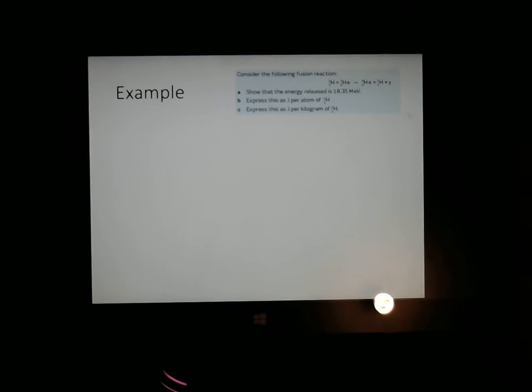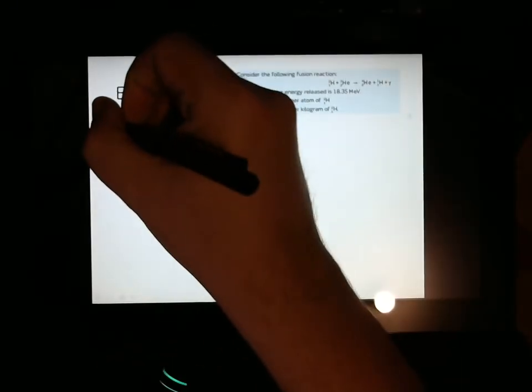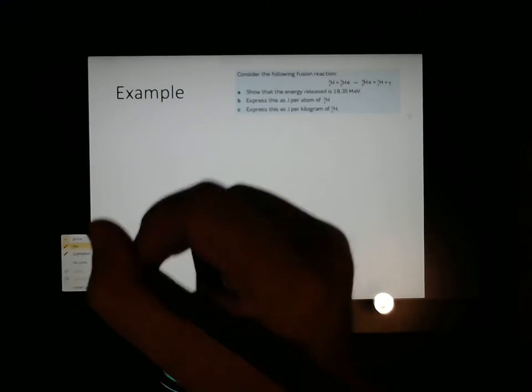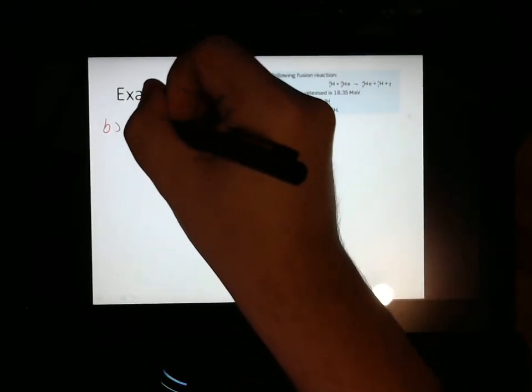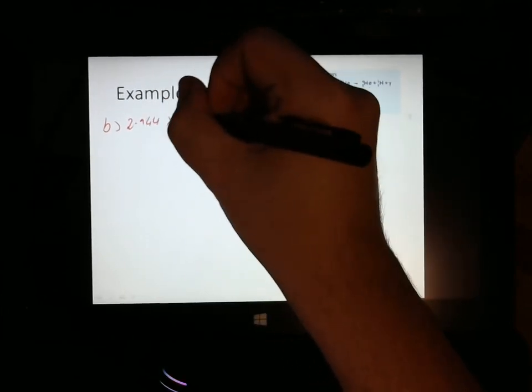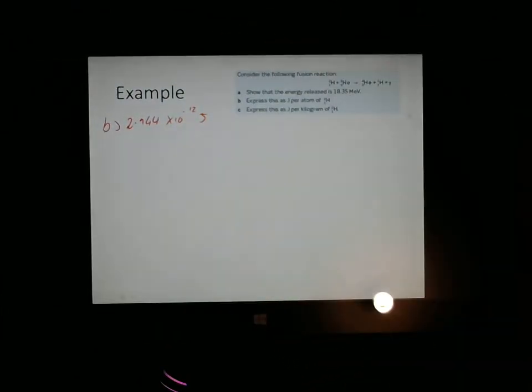The second part is asking me to show the energy in joules per atom. We've worked out part B as part of doing part A the long way. So that's good for us. We've already worked out part B. I'm just going to write the answer for part B up here. B is 2.944 times 10 to the negative 12 joules.